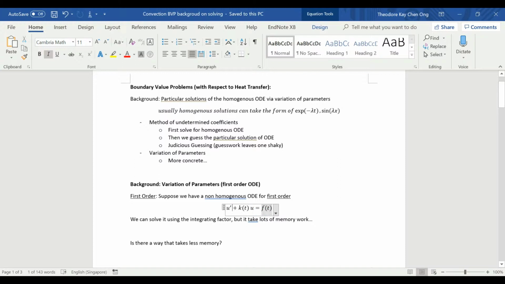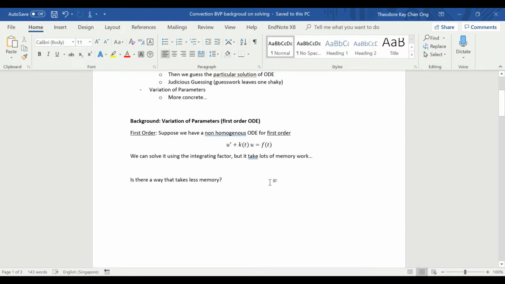Now normally for this kind of first order ODE, we can consider using an integrating factor, and that's a very roundabout way, I would think. For me, I didn't quite like using it because I thought it's one more extra thing to memorize. But we want to look at variation of parameters, and maybe this is a way that's more intuitive and takes less memory.